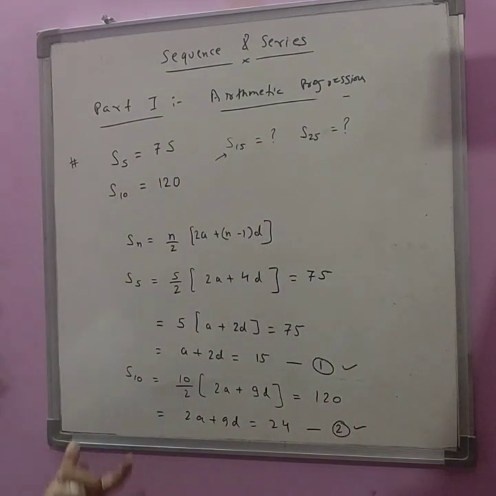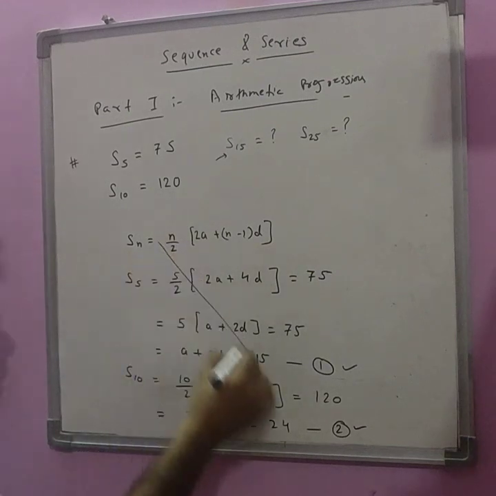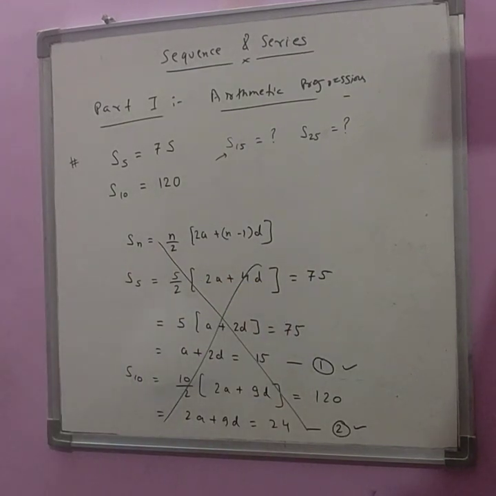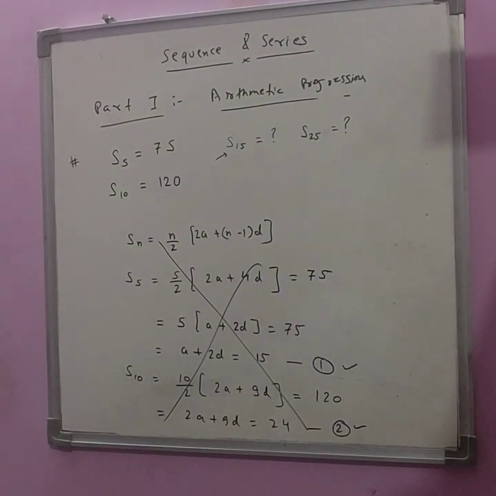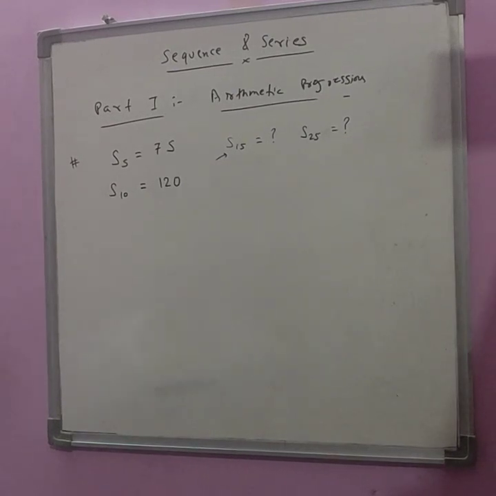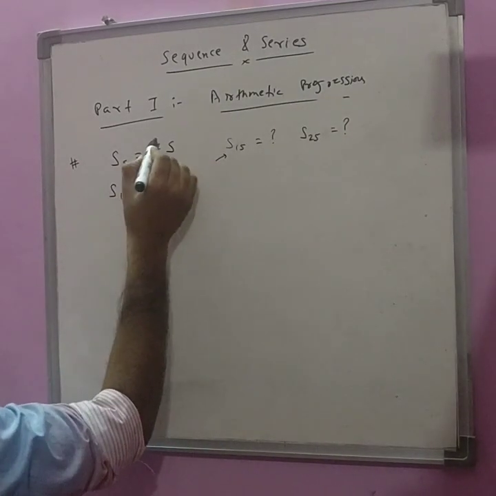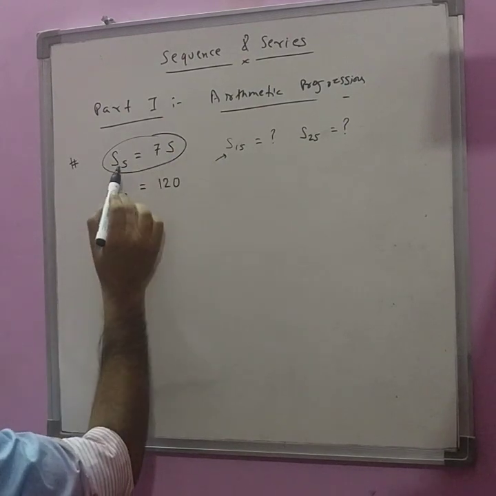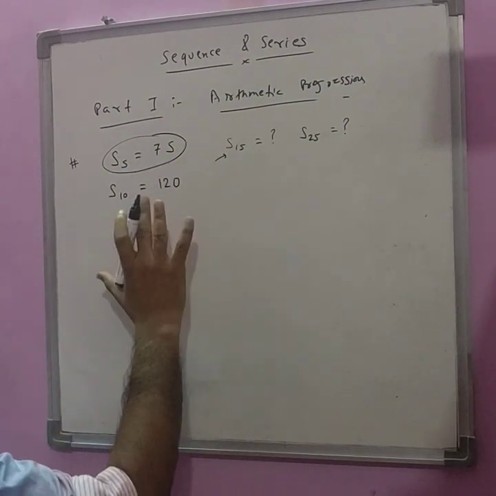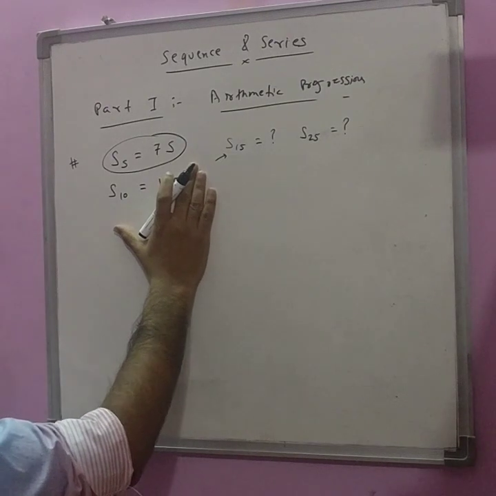But again, this method is very lengthy. We do not have to use this method. Okay. See, then what can we do now? You are given that the sum of the first 5 terms is 75. Let us put it on hold.